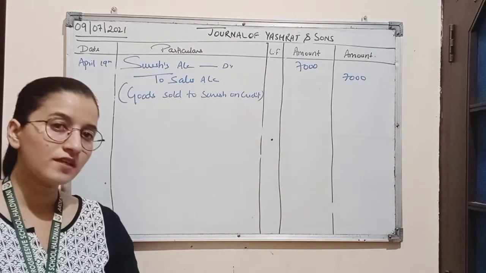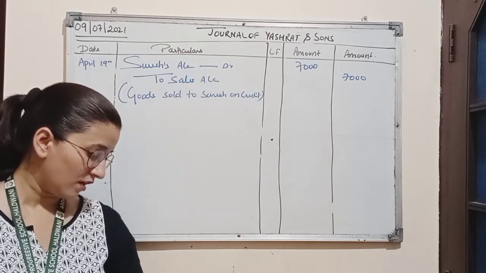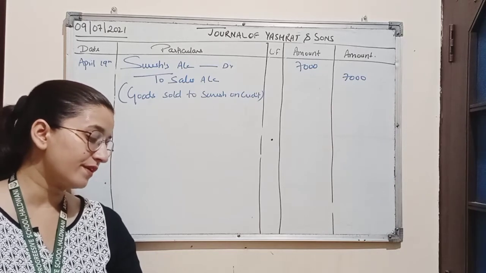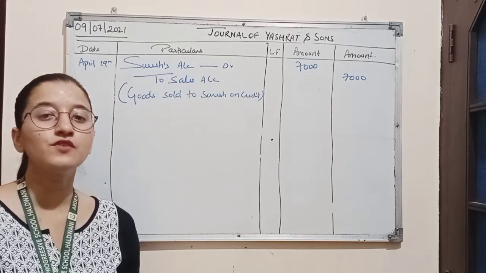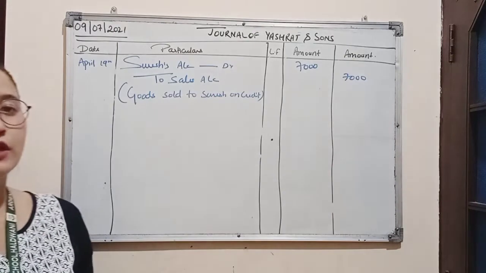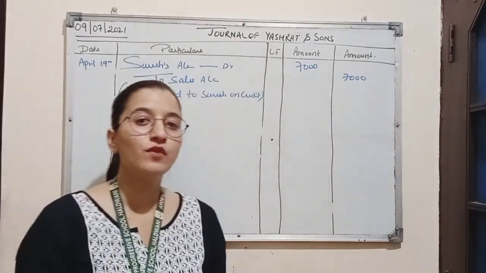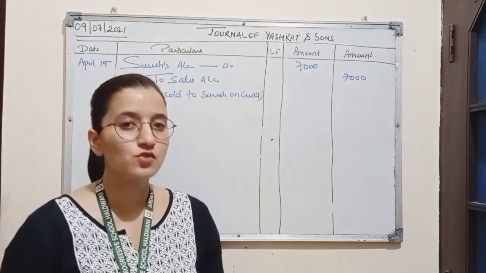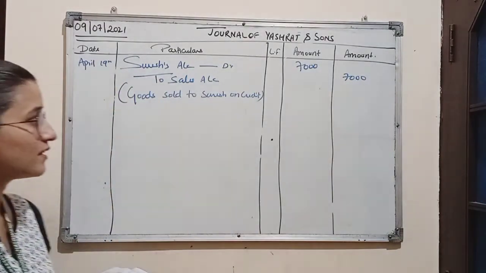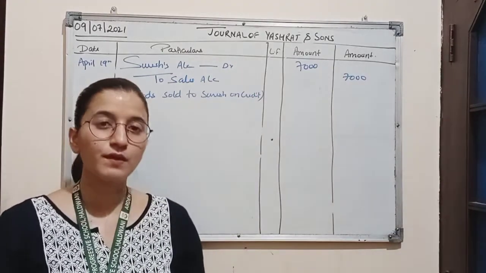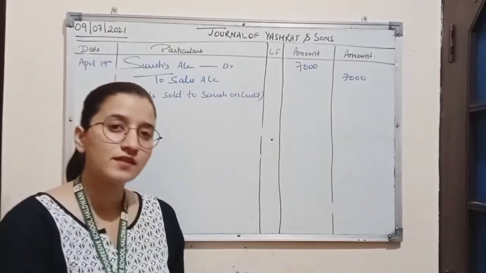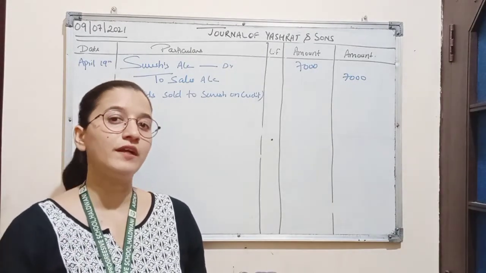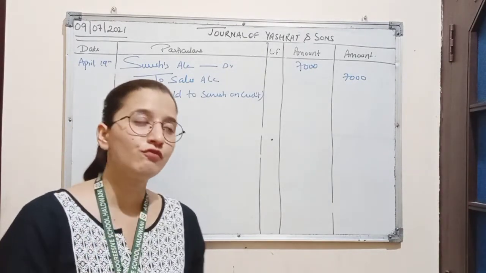Next transaction is on 24th April. Transaction is withdrew cash from office for personal use. Amount is rupees 2,500. We know when cash is withdrawn from the business fund for the personal use, it is considered as drawings. So drawings is considered as an expense for the business because at that time there is a reduction of cash from the business fund, but these funds will be returned by the owner in future.